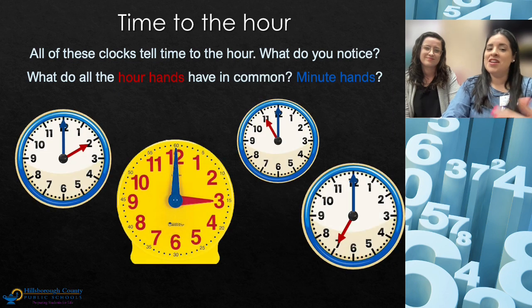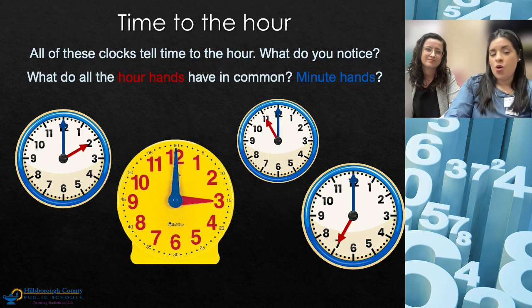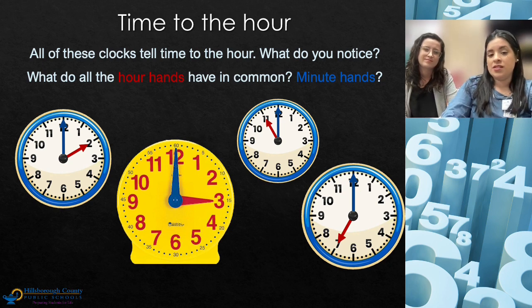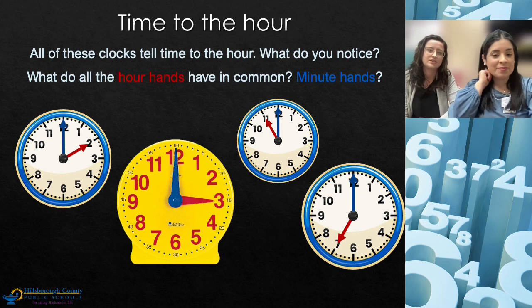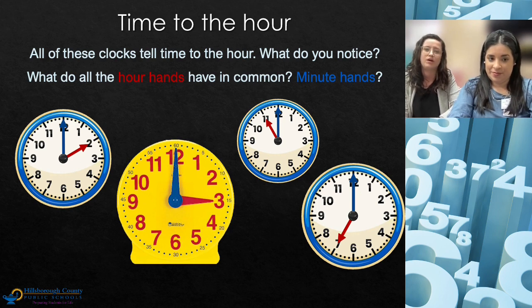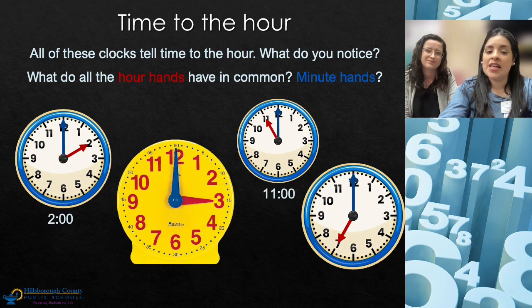So Bailey, we have a number of clocks here, and they all tell time to the hour. What do you notice about the hour hand and the minute hand in all these clocks? So I noticed a couple of things. I noticed that the hour hand is shorter and the minute hand is longer. I also noticed that the minute hand is pointing directly to the 12 on all the clocks, but the hour hand is pointing directly to other numbers on the clock. Exactly. So now take a look. All the clocks have the time.